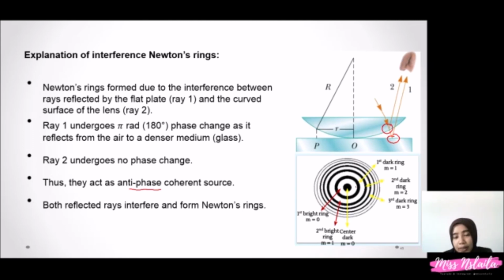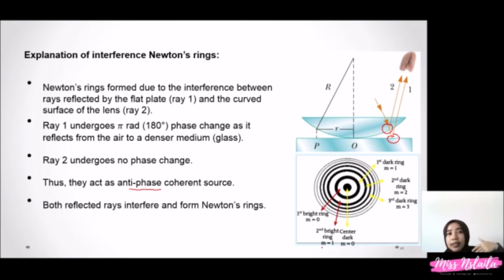Let's focus on the order number. Since the center is dark, it will start with m equal to 0. First dark, m will be equal to 1. Second dark, m will be equal to 2. And third dark, m equal to 3. For the bright rings, the first bright ring is m equal to 0. Meanwhile, the second bright ring will be m equal to 1.